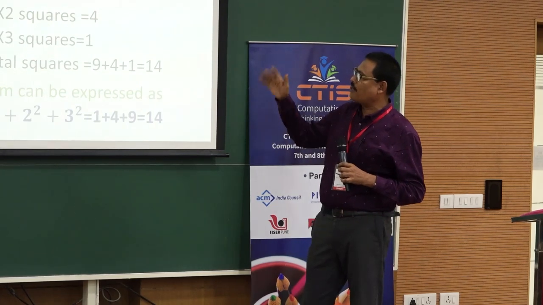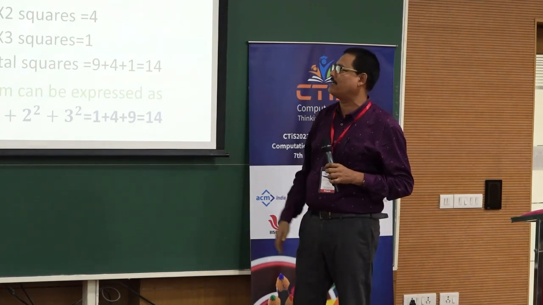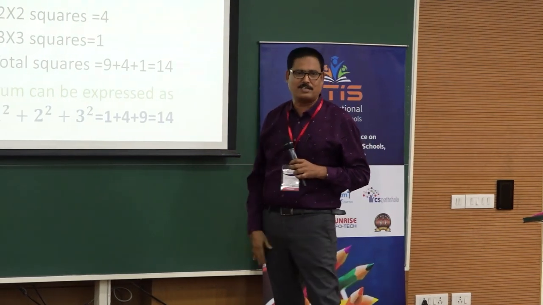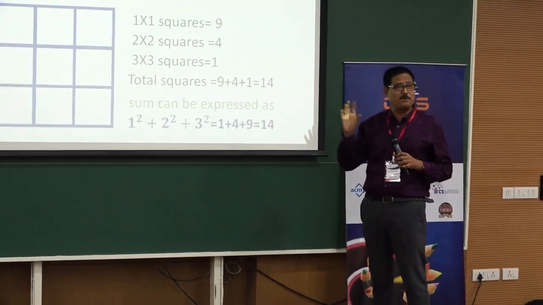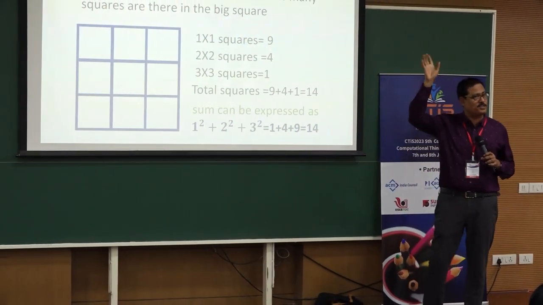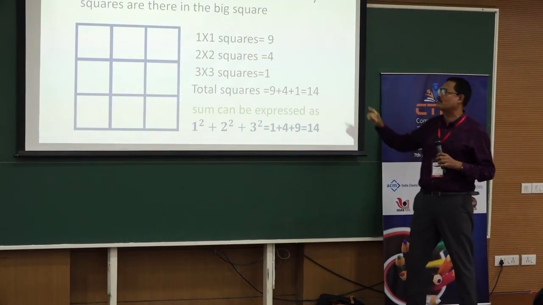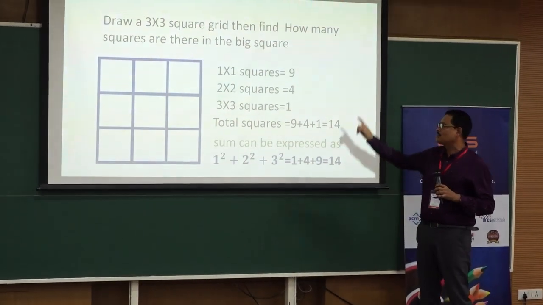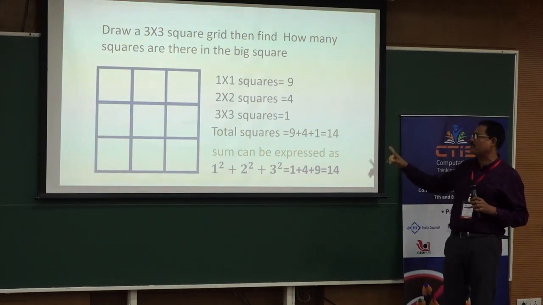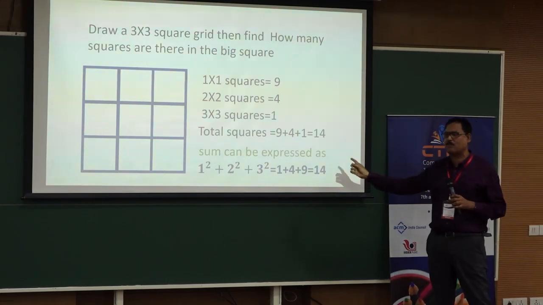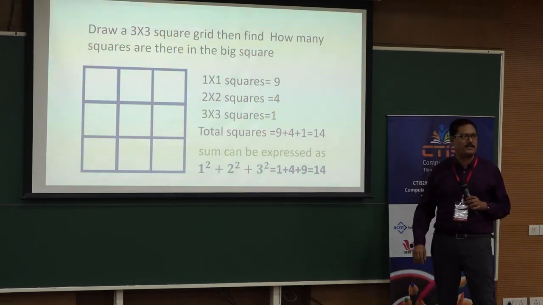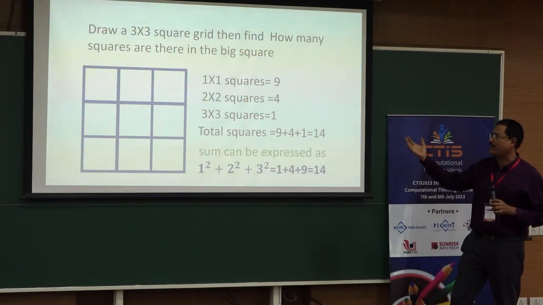Now, increasing the complexity, I ask the students to draw a 3 by 3 square grid and ask how many squares are there. They simply say apply the same rule, 9 + 1 = 10. I ask the students to consider the 2 by 2 squares also. So that is 1 by 1 = 9, 2 by 2 = 4, 3 by 3 = 1, total is 14. It can be expressed as 1² + 2² + 3², which is 14. Increase the complexity.